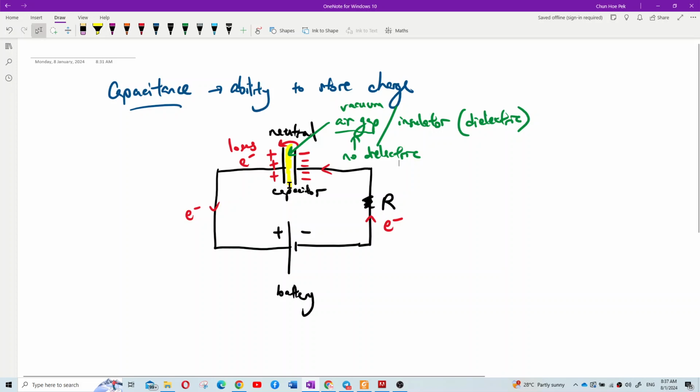Why must we have an air gap in between? Because we want to prevent the electron from the opposite plate from jumping across to discharge or neutralize the positive plate. That is the purpose. If the electron can cross over, the capacitor is always neutral, and we cannot charge it up.